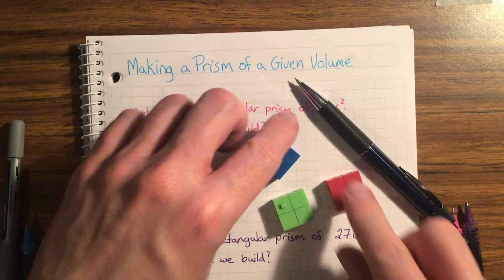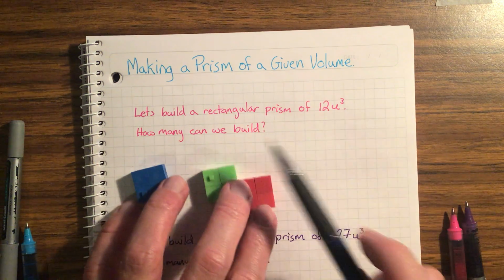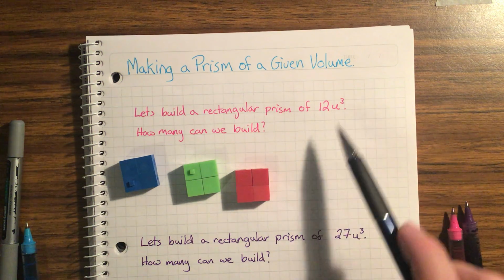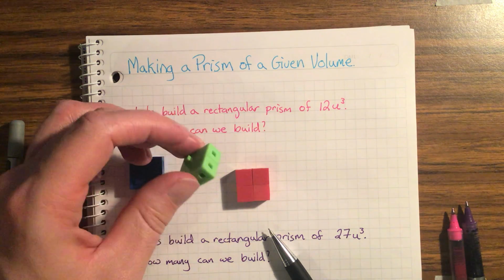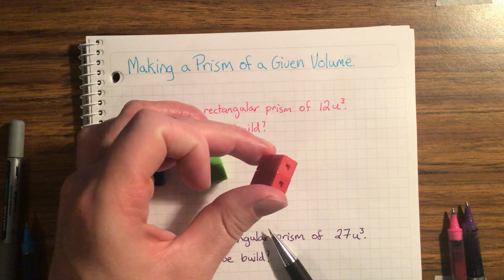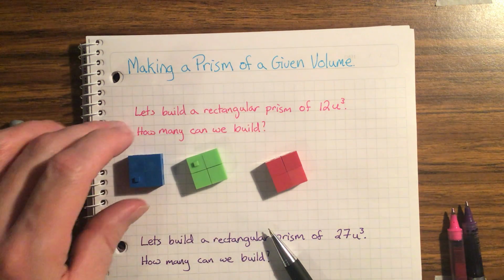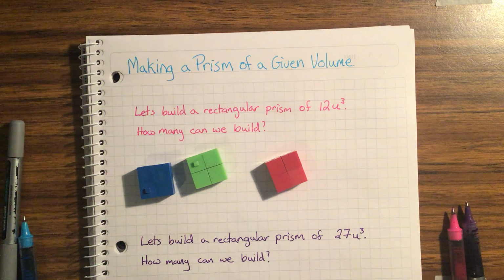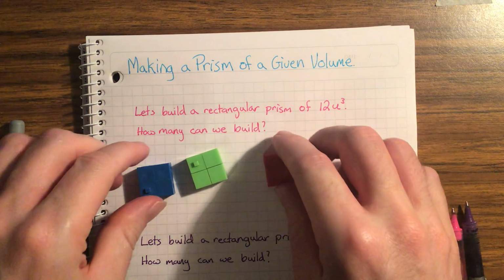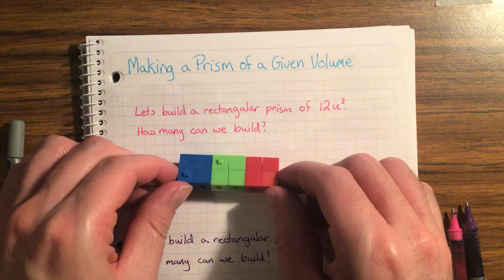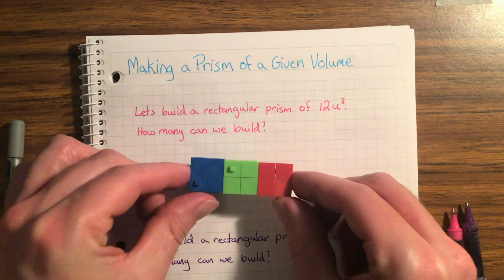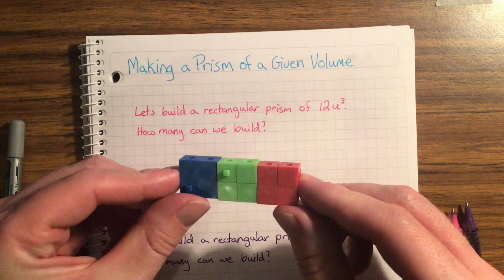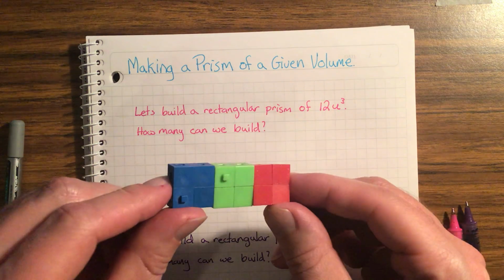So our first example we're going to look at is, let's build a rectangular prism of 12 cubic units. Now I've got 4 cubic units here, another 4 cubic units here, and another 4 cubic units here. That means I've got a total of 12 cubic units. I want to be able to combine these into a rectangular prism. So I could just smush these together like this, and now they're a single rectangular prism. It is 6 cubic units long, 2 cubic units wide, and 1 cubic unit tall.